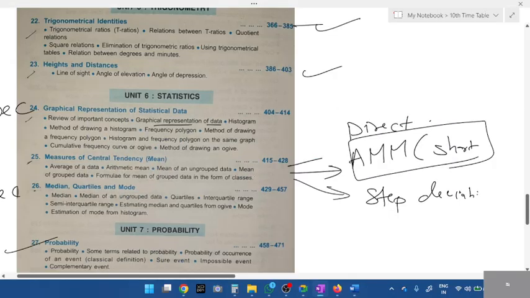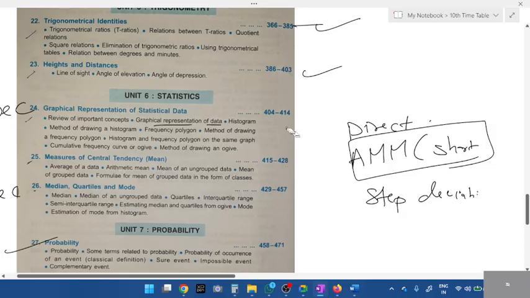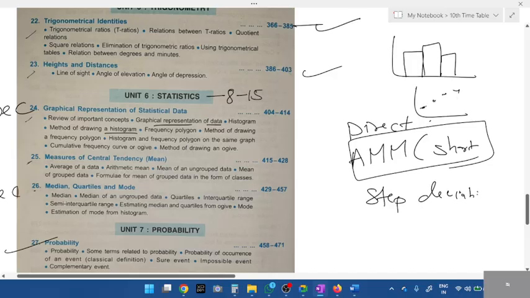See, graphical representation, students. This entire thing, I'll tell you the topics. What are the topics for the test? This statistics, this entire thing, is for minimum 8 marks. Remember, minimum 8, maximum up to 15 they have given. In that graphical representation, method of drawing an ogive. Histogram, all of you understood what is a histogram? How to draw a histogram? You draw squares here. What about frequency polygon? You keep dots, right? You keep dots. That is frequency polygon.